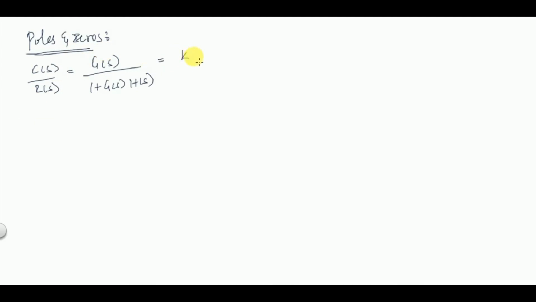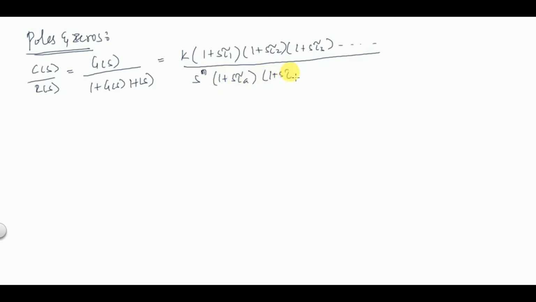In standard form, we can represent it as (1 + sτ1)(1 + sτ2)(1 + sτ3) and so on, divided by s^n (1 + sτa)(1 + sτb)(1 + sτc) and so on. So this is the general representation.